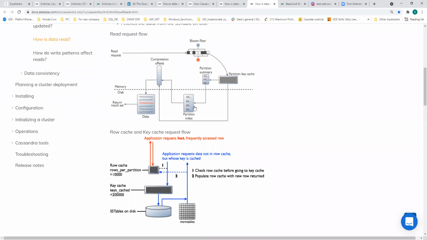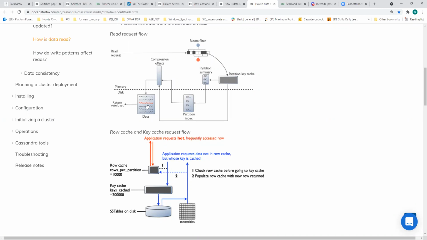In row cache, the entire row along with the columns, like the entire row, will be there. You will get the record. The complete record will be in the row cache. Yeah, the key cache is a partition cache. Okay, yeah, partition key cache. So it has those levels. One is the partition index, and then from that index you go and find out the offset. Then you will be using the other cluster indexes also.